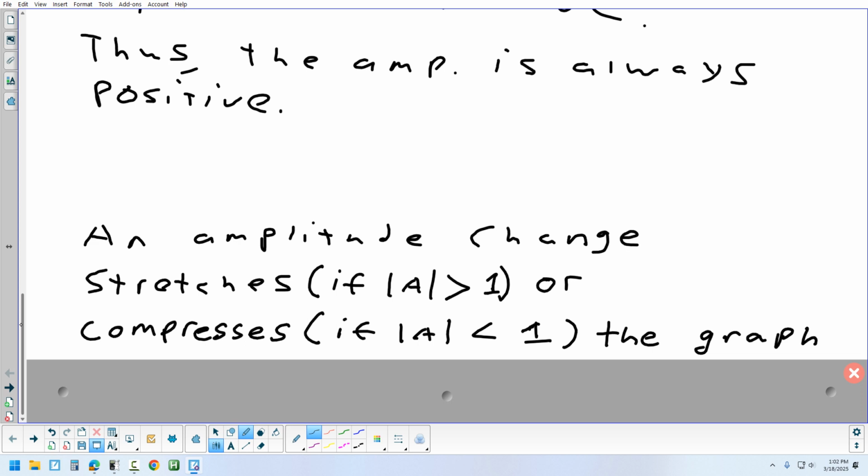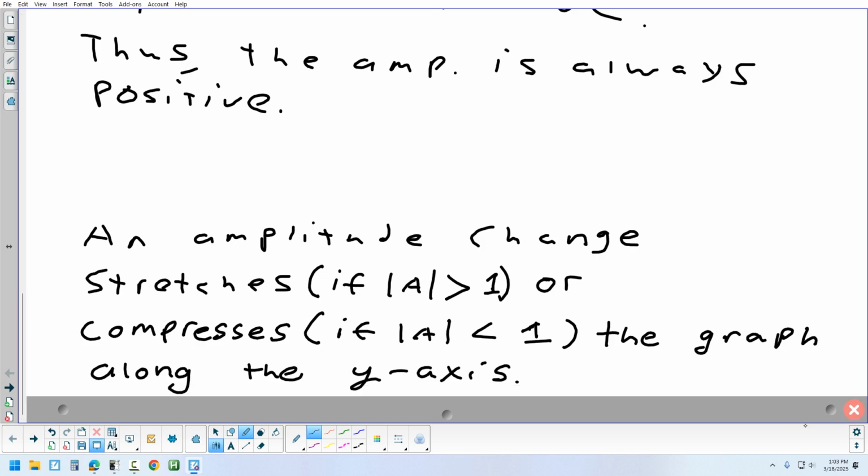Okay. Things that would compress it: 0.7, 2/3, -1/2. Those would all compress it. And the stretching and compressing is always going to be on the y-axis today. So if it's going to stretch and compress along the y-axis, that pretty much answers this question.